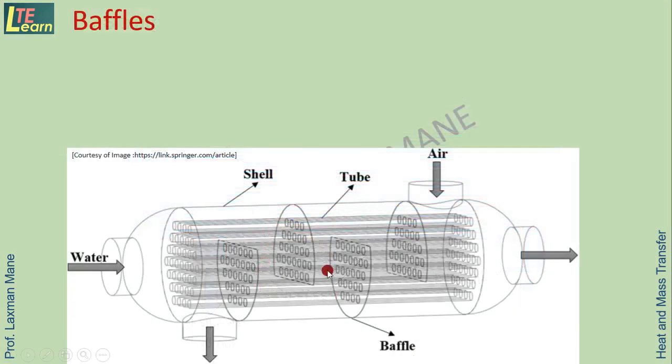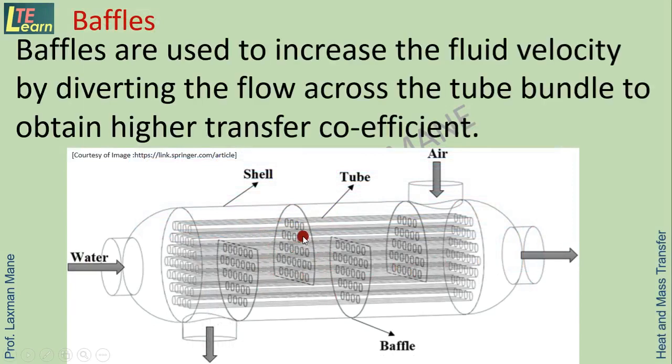These are the baffles which are shown inside this shell. Baffles are used to increase the fluid velocity by diverting the flow across the tube bundle to obtain a higher heat transfer coefficient. So baffles will increase the surface area of the fluid.